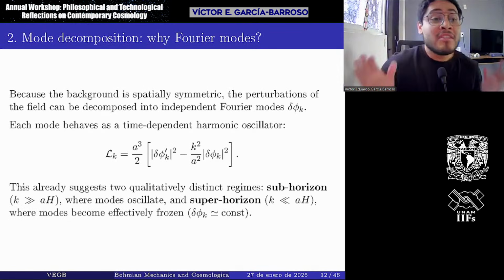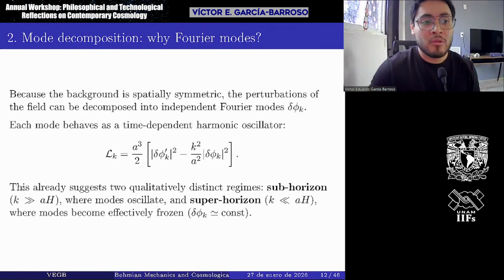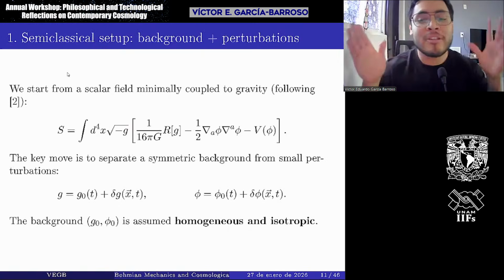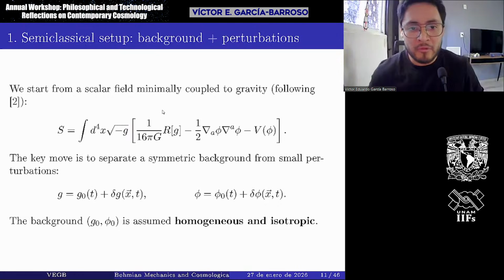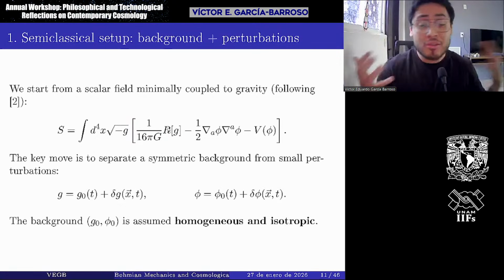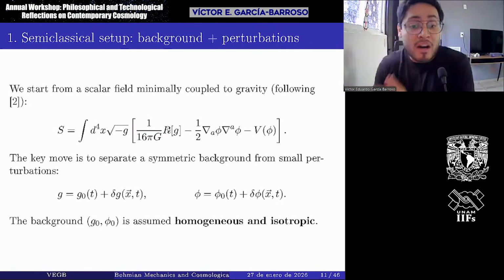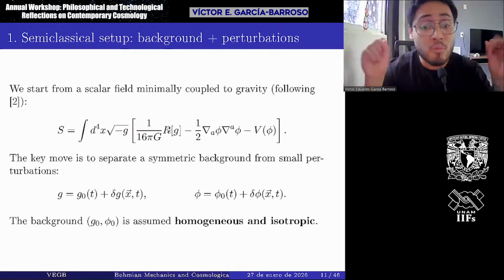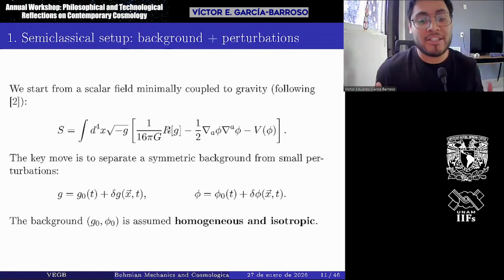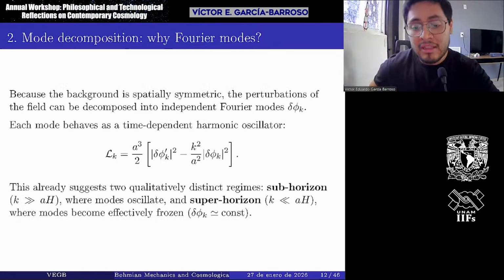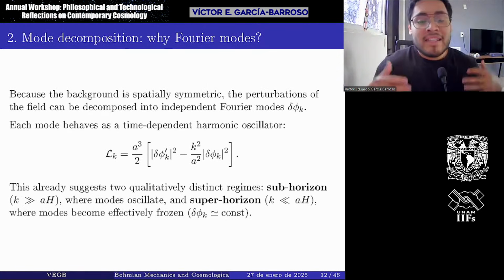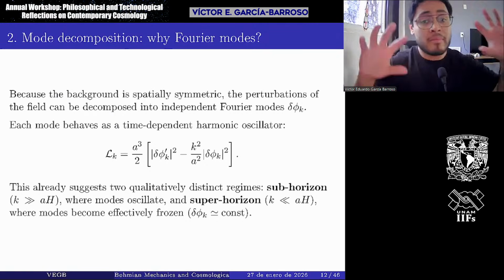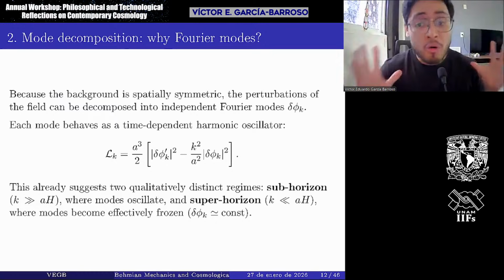Well, to understand this, let's look at the math. We start with a scalar field coupled to gravity. And the standard trick is to split the system into two parts. One is a background, which we assume is homogeneous and isotropic, perfectly smooth. And the other part is small perturbations on top of the background. Later, because the background is symmetric, we can break perturbations into independent Fourier modes.